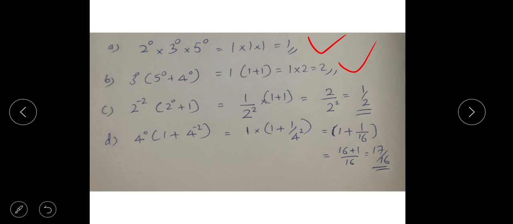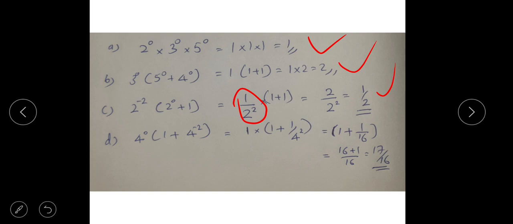Third question, here 2 raised to minus 2 is there. So its value is 1 by 2 square. If a negative exponent comes, it is equal to 1 by 2 square. So here 2 raised to 0 is 1. 1 plus 1, 2. 2 by 2 square. 2 by 2 square means 2 by 4. Answer is 1 by 2.